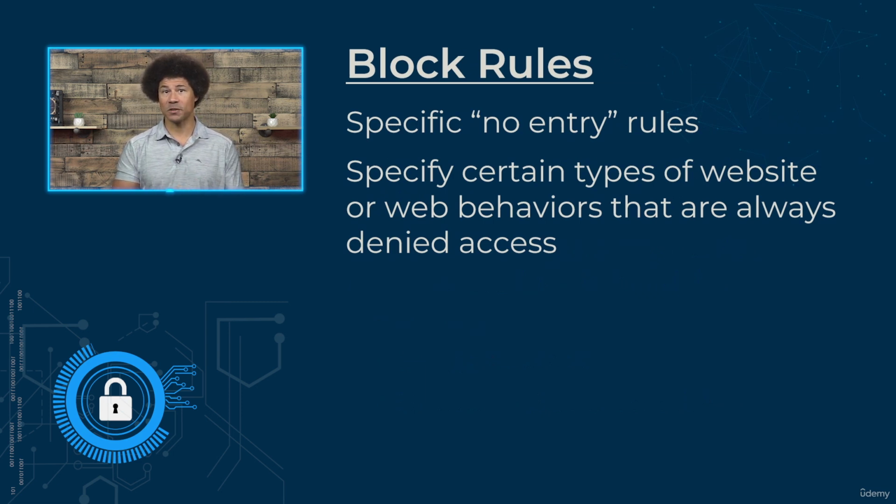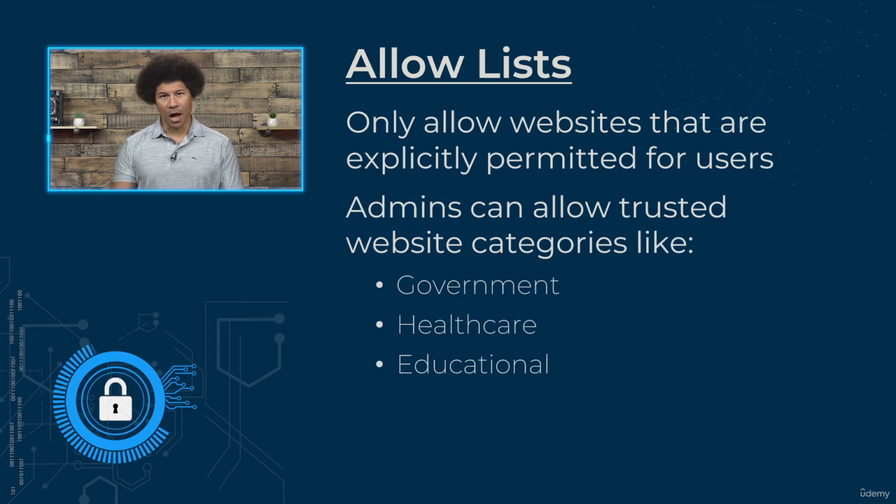These block access to specific websites, categories, or content types. They're used to enforce compliance with legal requirements, including protecting users from malicious or inappropriate content. If block lists are the no-entry rules, allow lists are websites that are explicitly permitted for users to access. But instead of having to specify thousands of websites, administrators can permit trusted categories such as government, healthcare, or educational websites. Rules defined by administrators are used to decide what is allowed or blocked.